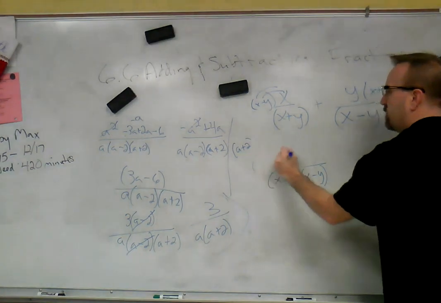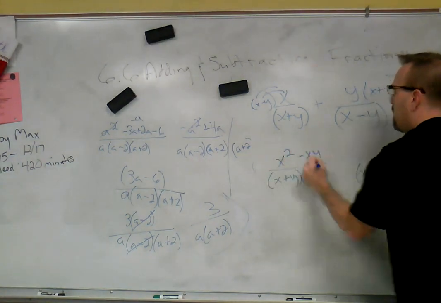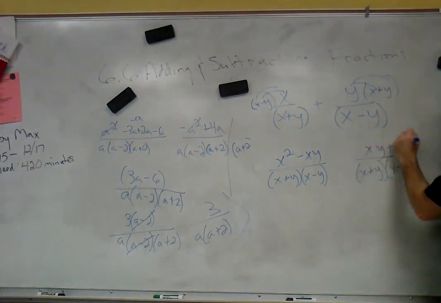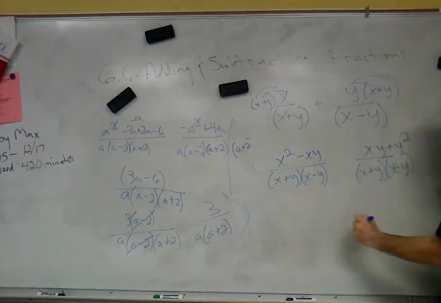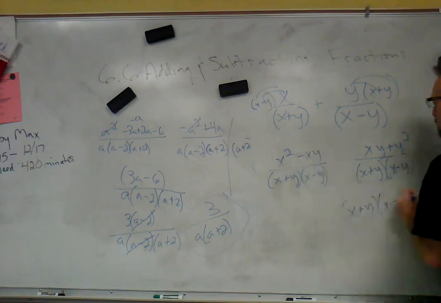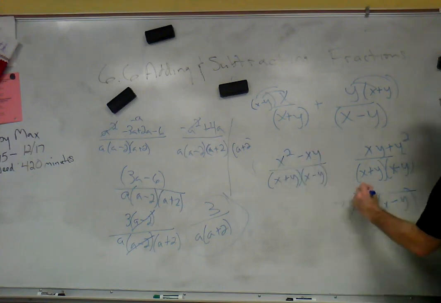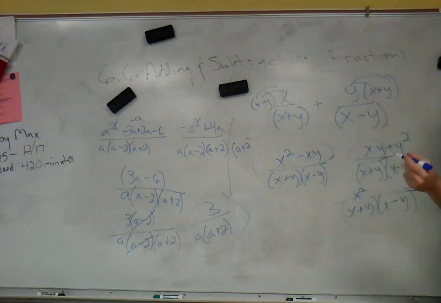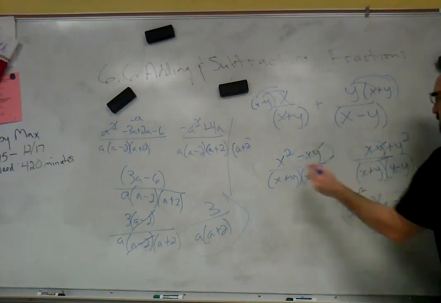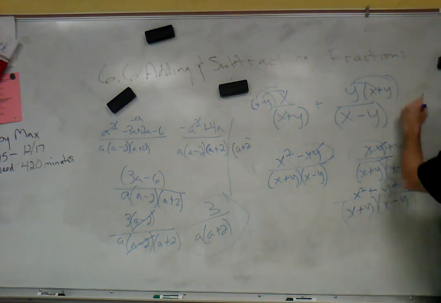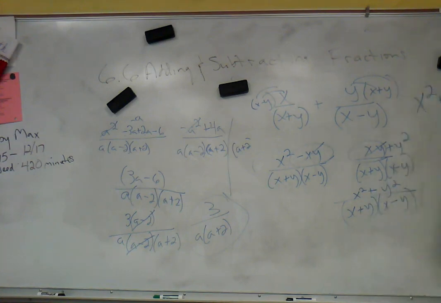So we distribute, we get x squared minus xy plus y squared. Now, same denominator, so we can combine like terms. I didn't leave much space, but we get x squared. Now let's look at negative xy, positive xy. Cancels out, and that's perfect. Plus y squared. Now, let's think about this. X squared plus y squared.